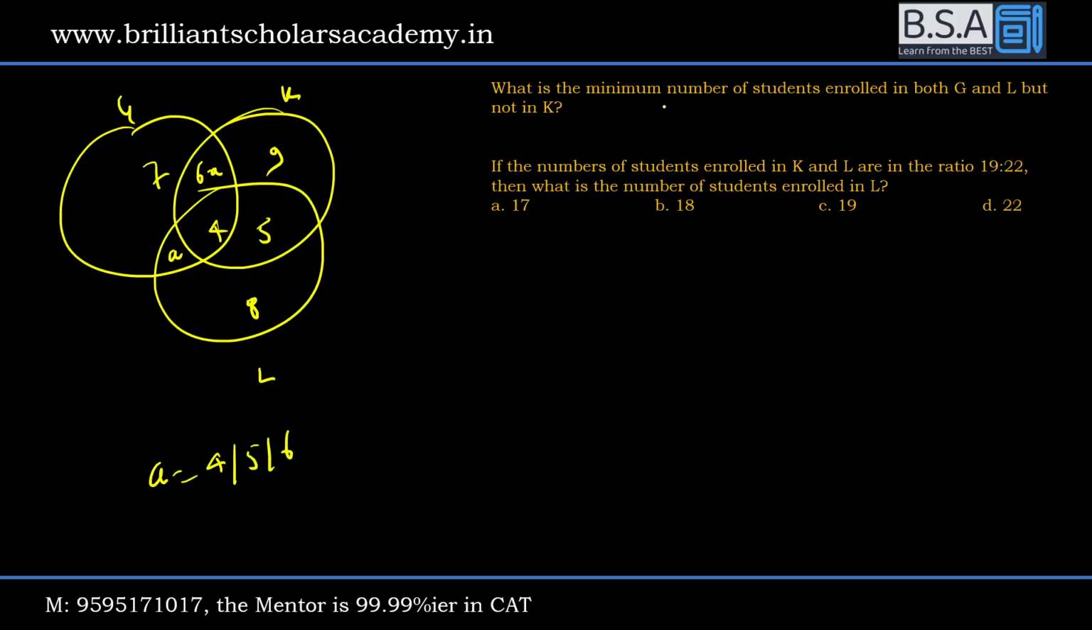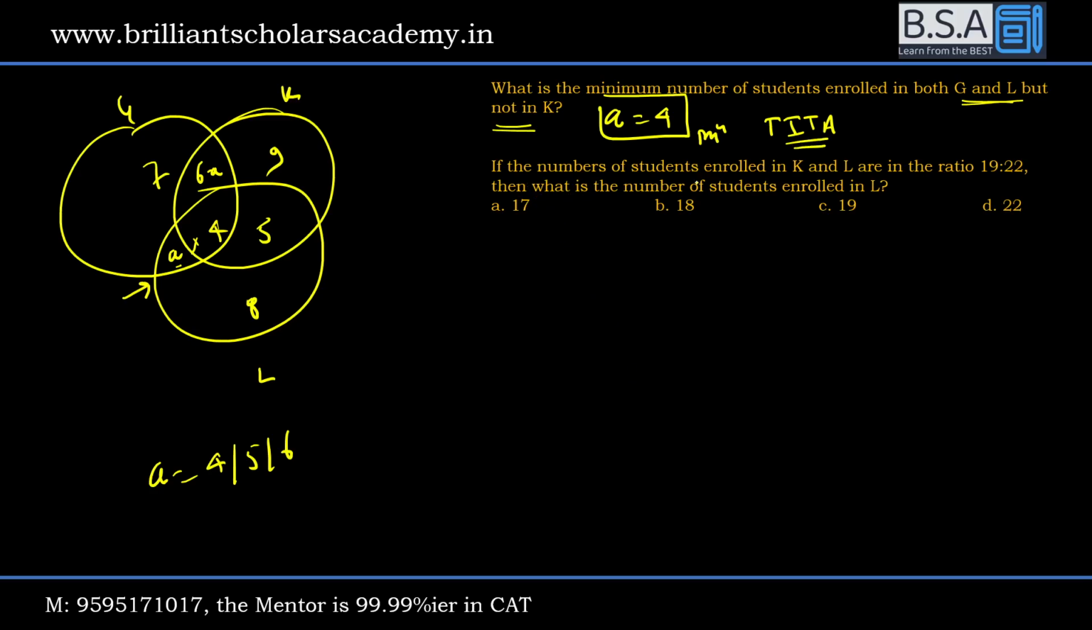What is the minimum number of people who are enrolled in both G and L but not K? G and L would be this part, but not K, that is A. So what is the minimum value of A? That is 4. That is the minimum value. That is the question. It's a tricky question. So you will always be in doubt whether the answer is right or not.